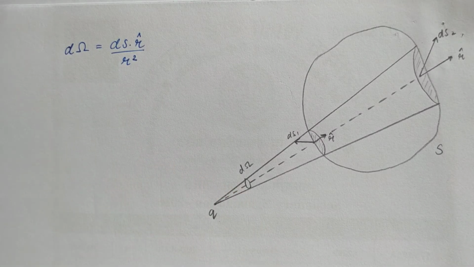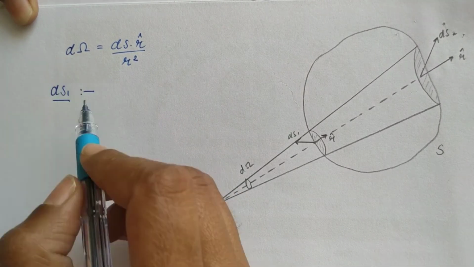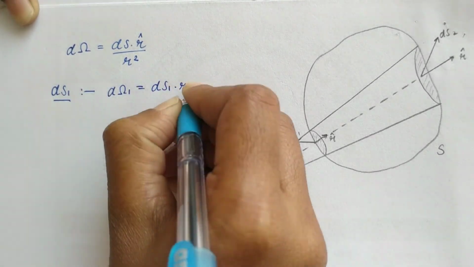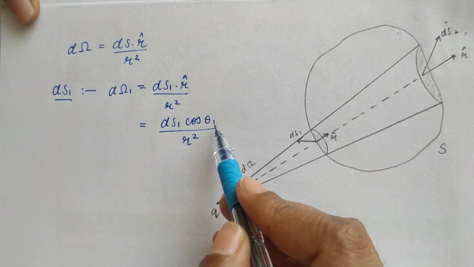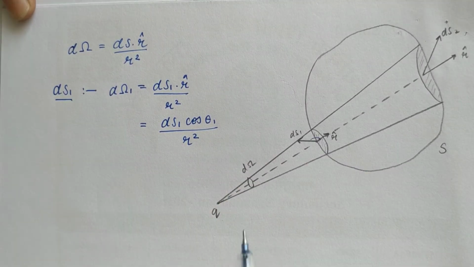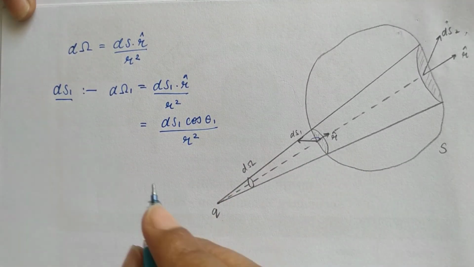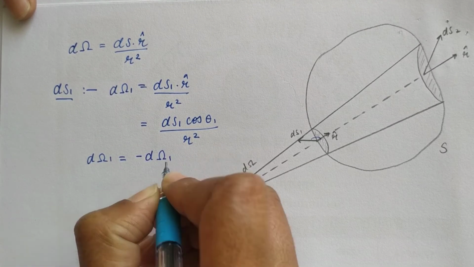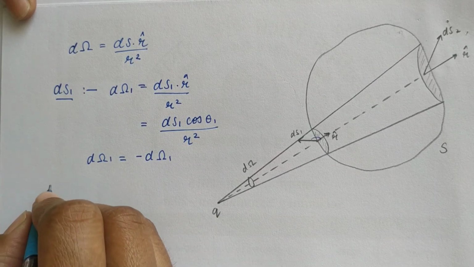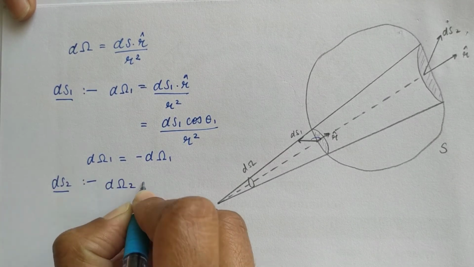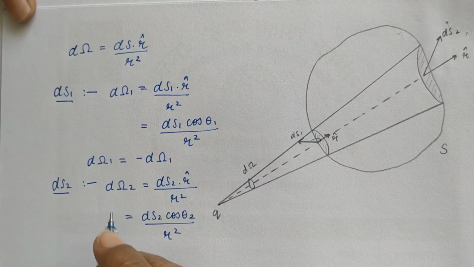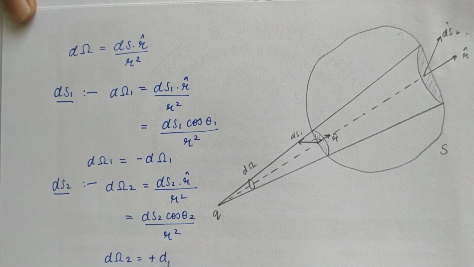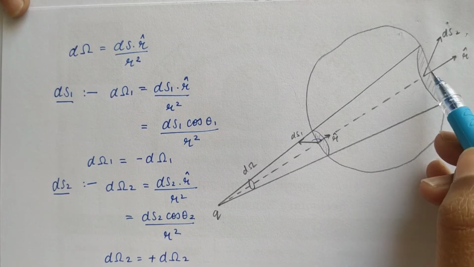So let's first talk about the element ds1. The solid angle d omega for ds1 would be, here theta 1, that is this angle. So theta 1 is the obtuse angle. So d omega 1 would be equal to minus d omega 1. We will take this value as negative. Now ds2, here d omega 2 would be equal to positive d omega 2. Why? Because this angle is the acute angle.